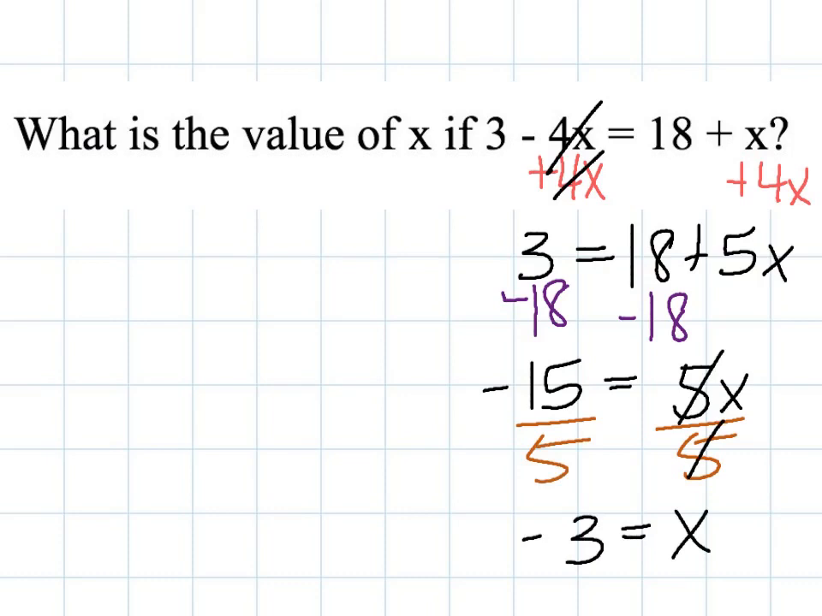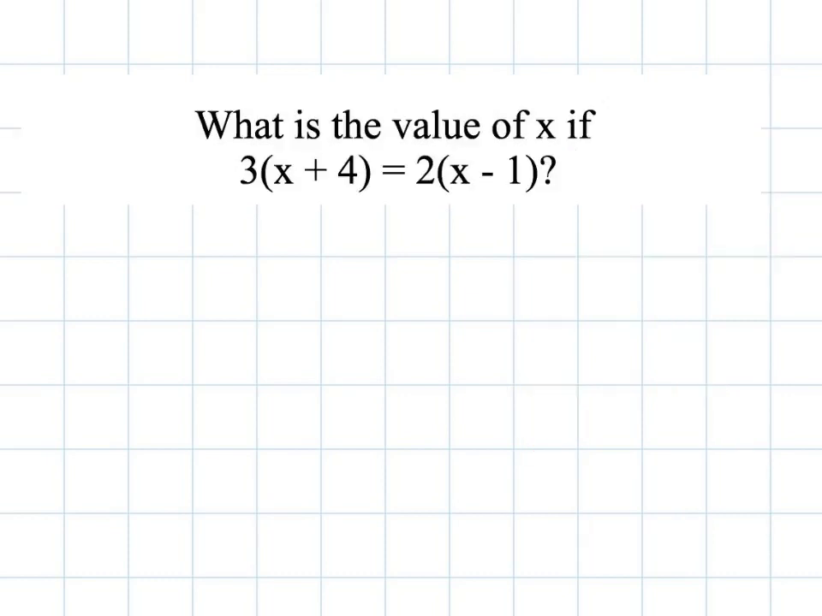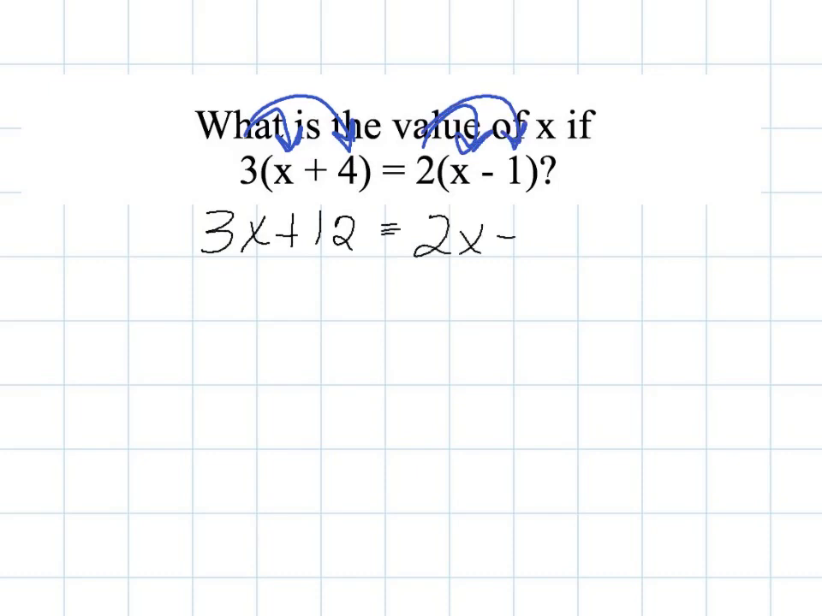Okay? So don't forget to go back and check your answer on that. Let's move on to the next one. Go ahead and copy that down, pause the video, and give that one a shot. Okay, so hopefully you understood that you need to distribute the 3 and distribute the 2. So when you do that, you end up with 3x plus 12 equals 2x minus 2.